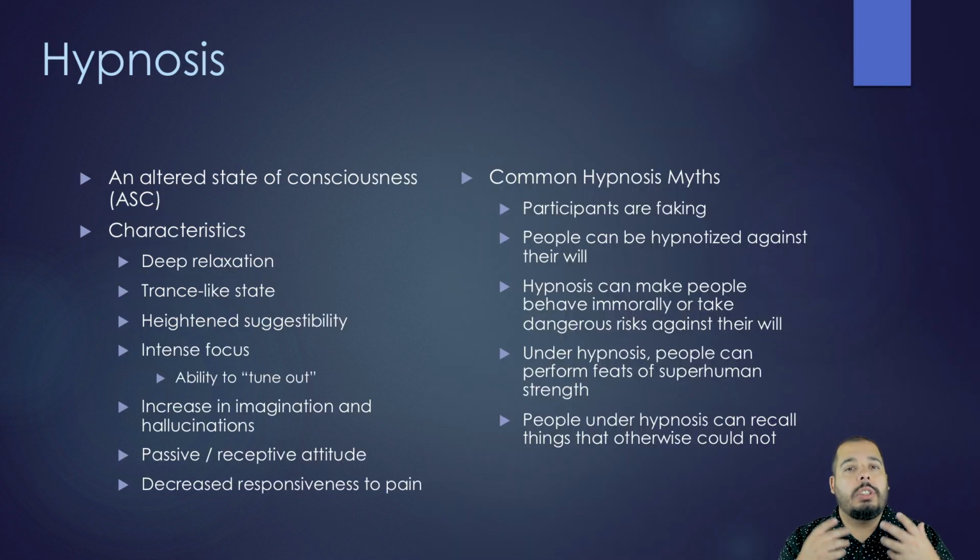The last altered state of consciousness in chapter 5 is hypnosis, which is a heightened state of suggestibility, deep relaxation, and intense focus. It is also characterized by narrowed, highly focused attention and an ability to tune out the environment around you. Increased use of imagination, a more passive and receptive attitude, decreased responsiveness to pain, and heightened suggestibility, or a greater willingness to respond to proposed changes in perception or be obedient.